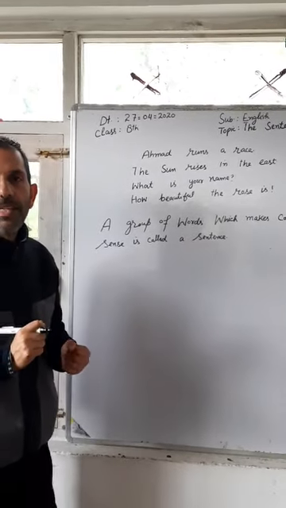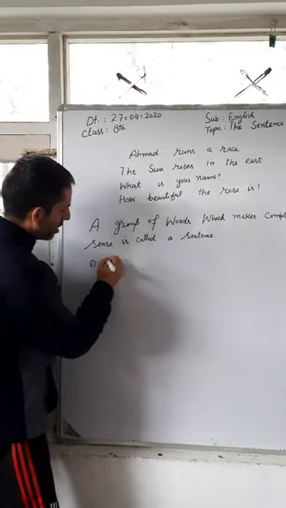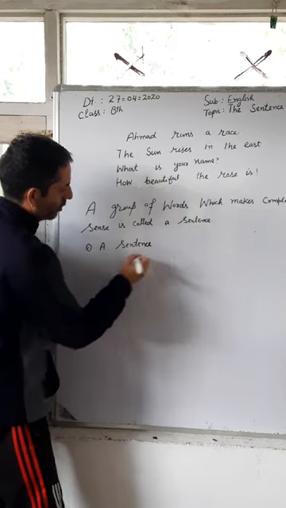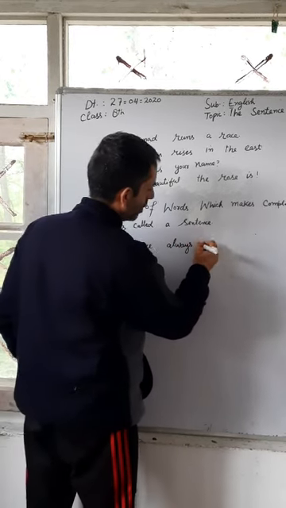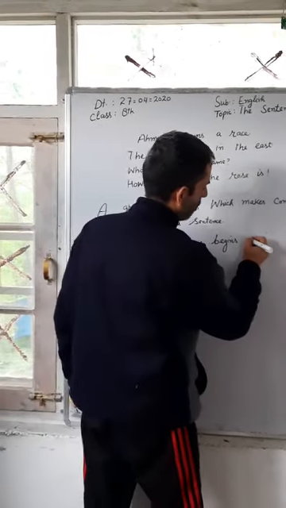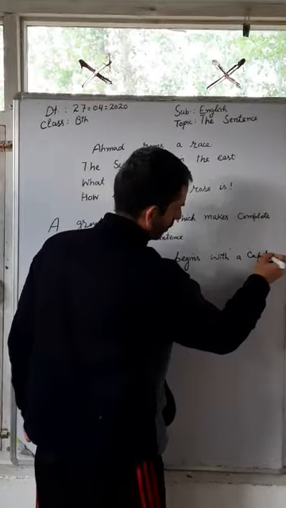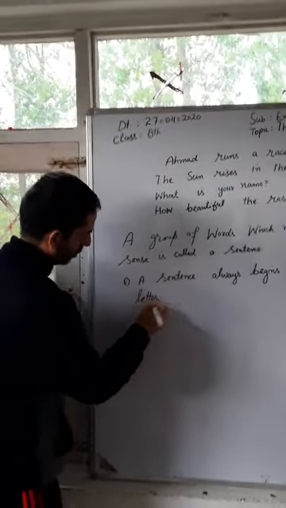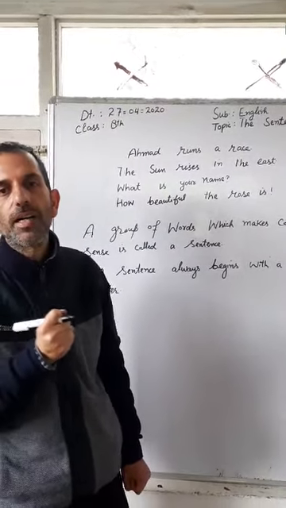Number one, a sentence always begins with a capital letter. Number two, a sentence ends in either a full stop, or a question mark, or a mark of exclamation.